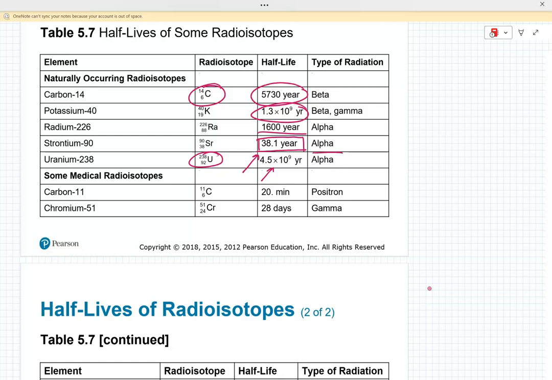So uranium, is that the same thing that lights up green under the black light? No. That's just fluorescent, different fluorescent compounds can do that.